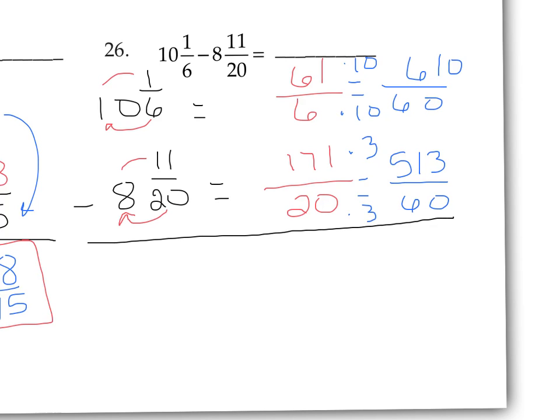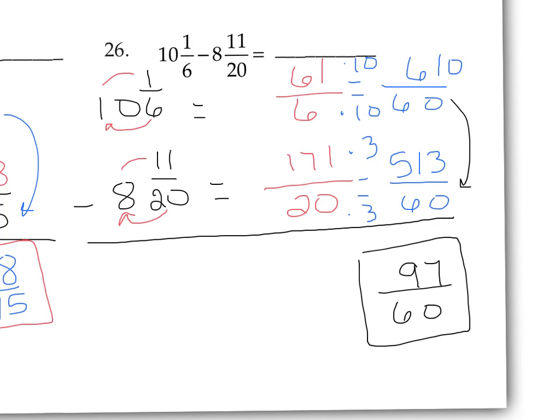All right, we're subtracting. So the denominators are going to stay the same. The numerator, we just need to subtract 610 minus 513. 610 minus 513 is 97. So that's your final answer, 97 over 60.